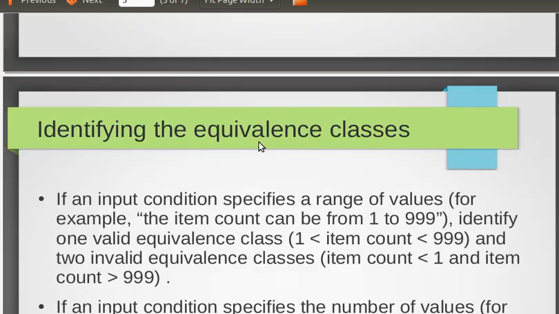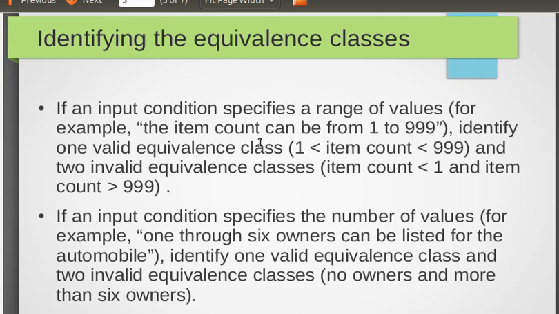We're going to look at an example. Let's say you have a range of values. For example, an item count can be from 1 to 999. So we identify one equivalence class that is between 1 and 999, and then we identify item count less than 1 and item count greater than 999. But basically here that should be less than or equal, because it is from 1 to 999 inclusive.